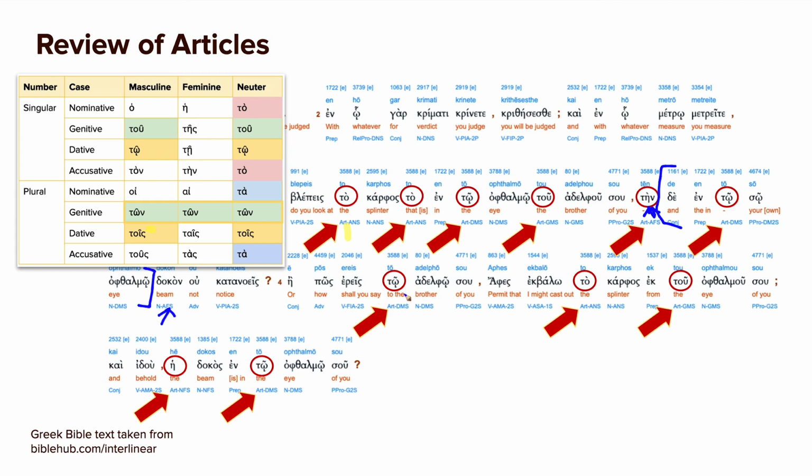All right, and then to the brother is going to be to, because that's dative. And then cast out the splinter, again, we have to. In this case, it's accusative, though it looks like nominative. From the eye is going to be genitive after ek. And then the beam, because it's feminine and it's nominative, notice it changes to ten when it's accusative. He dokos and to ophthalmo. So after en, we have dative again. All right, that was a really quick review of our articles.